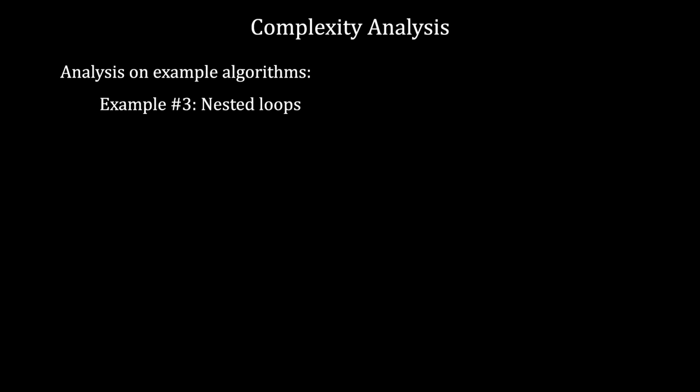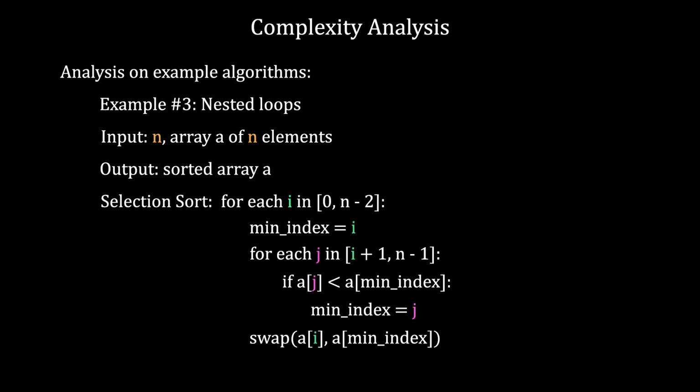Now for the next example, let's have an algorithm which has 2 nested loops inside it. Let's say that in the input we are given a positive integer n and an array A of n elements. And we need to sort this array. We can use a classic algorithm for this, which is selection sort, that operates by choosing each index I between 0 and n-2 and making sure that we put the right value on index I. For that, we use another variable min index, which should store the index of the minimum value from the subarray starting at position I plus 1 and ending at position n-1.